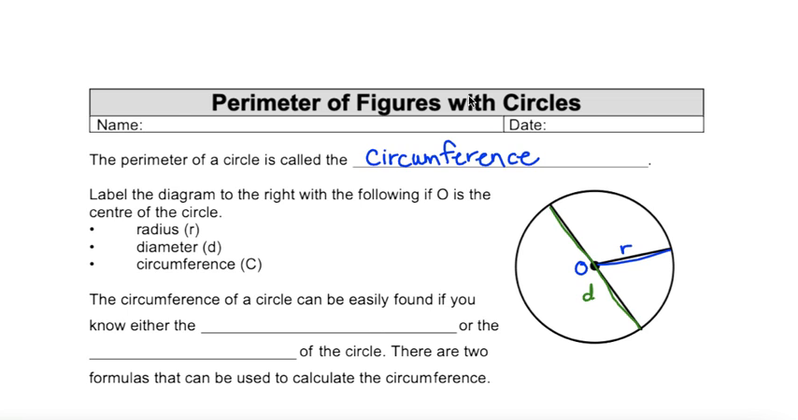And then all the way around the outside is our perimeter, which is also called the circumference. So O is the origin, or the center of our circle. The diameter is the entire width of the circle, and the radius is just half the width of the circle. So the circumference can be easily found if you know either the diameter or the radius of the circle.